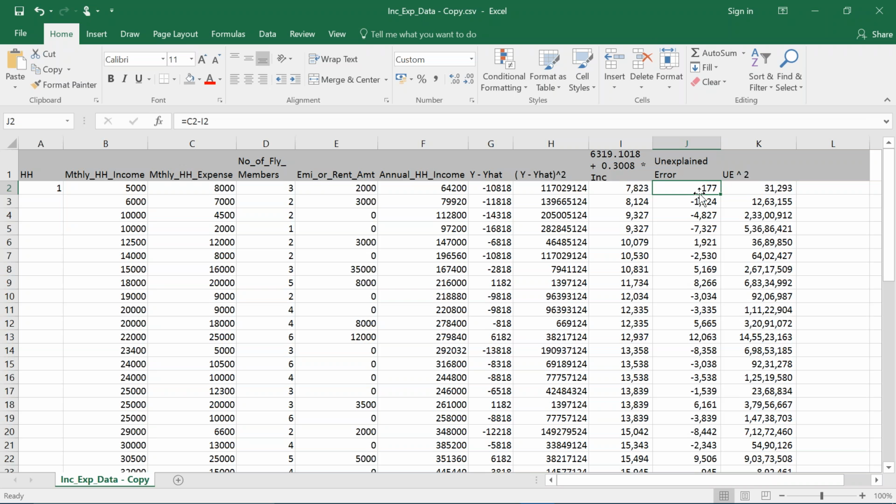And as you keep adding attributes by which you are able to estimate the expense more properly, this unexplained error will keep going down. As your unexplained error keeps going down, your model will become more perfect. As the model becomes more perfect, your ability to predict the values goes higher, and your R square, which is the coefficient of determination, will keep increasing. Agreed? Okay.